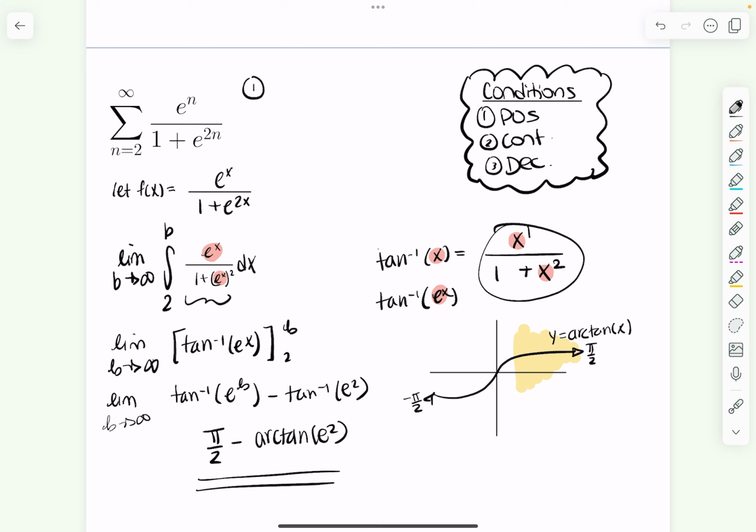I don't have any negative numbers. So I already know that this is positive for all x greater than or equal to 2 because it's my bound. And notice I'm not saying e to the n or e to the 2n. We're checking the conditions of this.